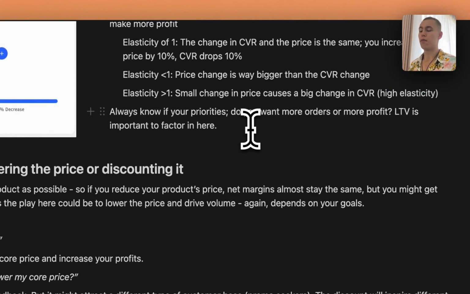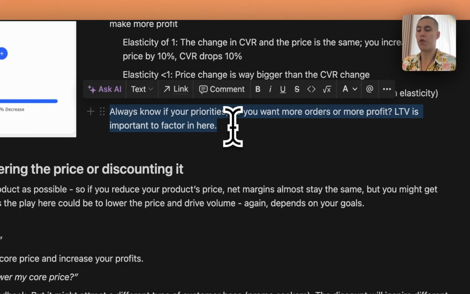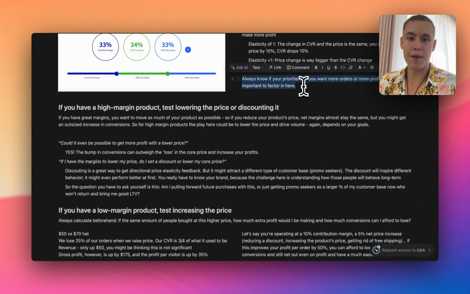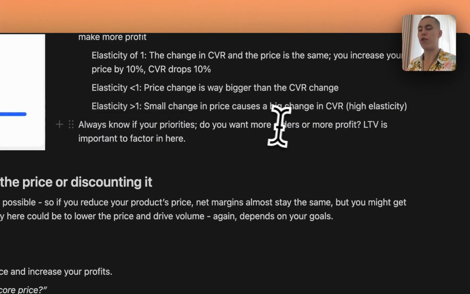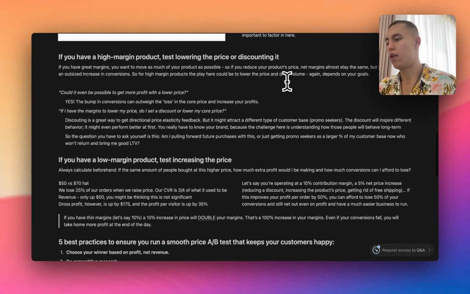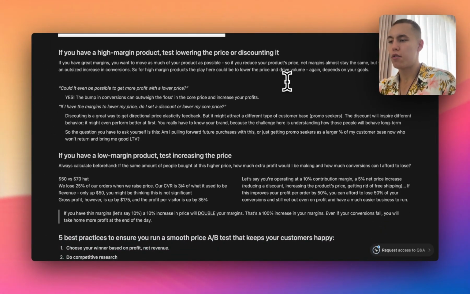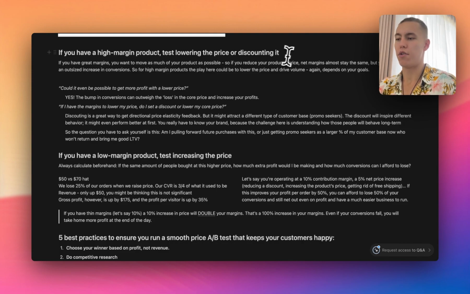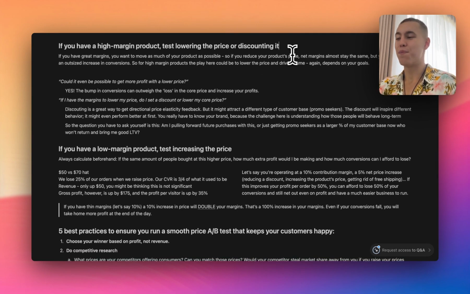And as I said, if you do want to go and grow the business and get repeat customers, just know your priorities, know what you want. Do you want more orders or more profit? Make sure you think about that in the first place. So if you have a high margin product, you can test lowering the price or discounting it. As I said, it is scary to do these.